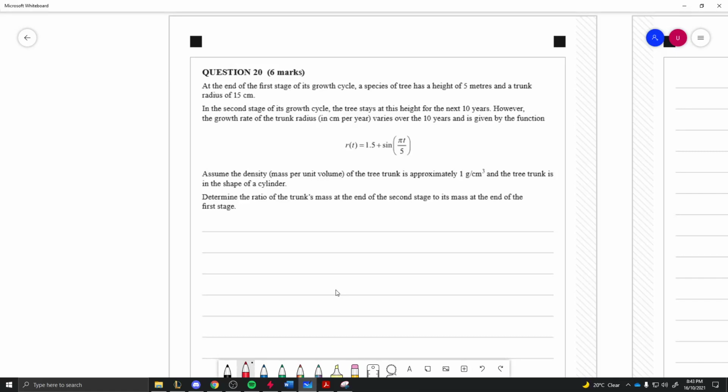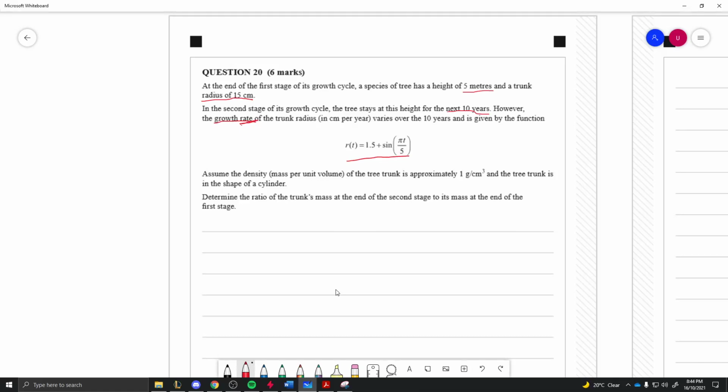work solution. So at the end of the first stage of its growth cycle, a species of tree has a height of 5 meters and a trunk radius of 15 centimeters. In the second stage of its growth cycle, the tree stays at this height for the next 10 years. However, the growth rate of the trunk radius in centimeters per year varies over the 10 years and is given by the function. So this is your rate. The growth rate of the trunk radius.